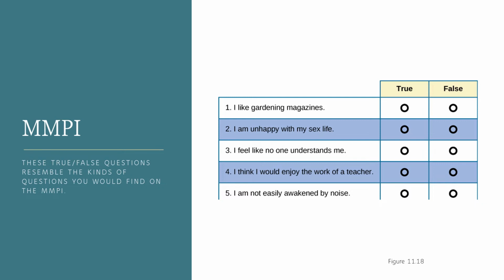Go back to what you learned about in the intelligence chapter with normal distributions. Where do you fall on that distribution for whatever type of construct they're measuring, okay?